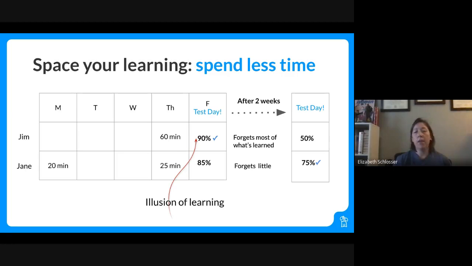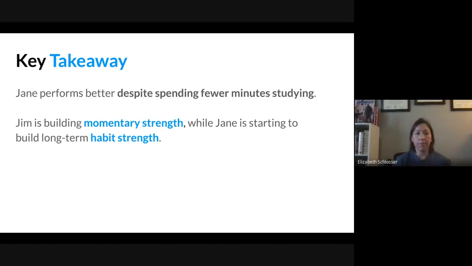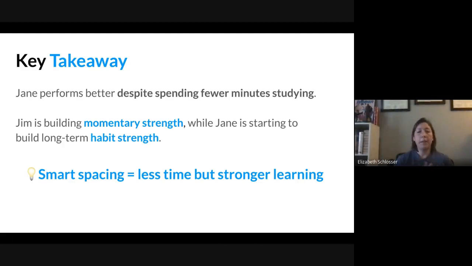So on Membean, we ask students to space out their learning. Overall, it's less time the student needs to spend training, but long-term, it's stronger. Jane performs better long-term despite fewer minutes studying. Jim is building what we call momentary strength, but Jane is starting to build long-term habit strength. And that's the goal on Membean. Space it out. Students won't understand this at first. They'll say, well, why can't I do all my training on Tuesday? Well, because we want long-term memory gains.